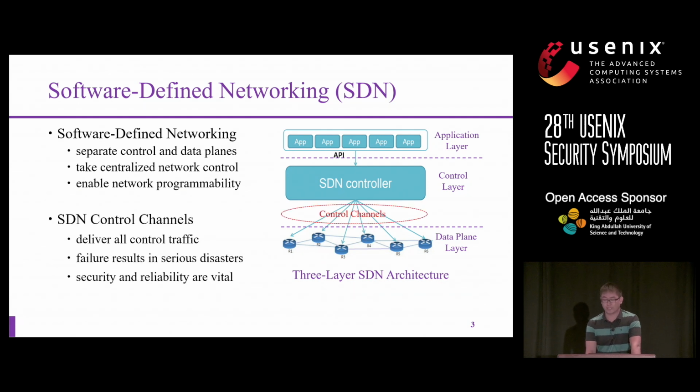In SDN, control channels are the key part. They deliver all control traffic from the controller to the data plane. So failure of control channels can result in various disasters and may affect the entire SDN. So security and reliability of the control channels are of great importance.